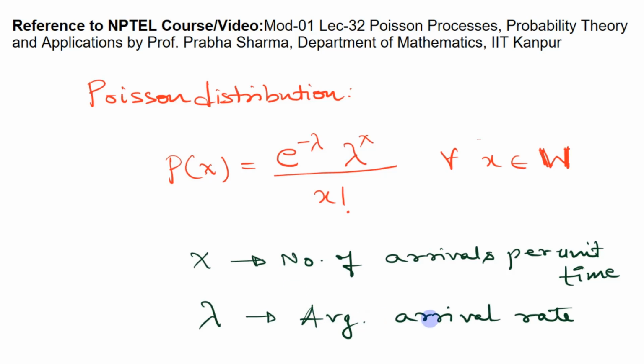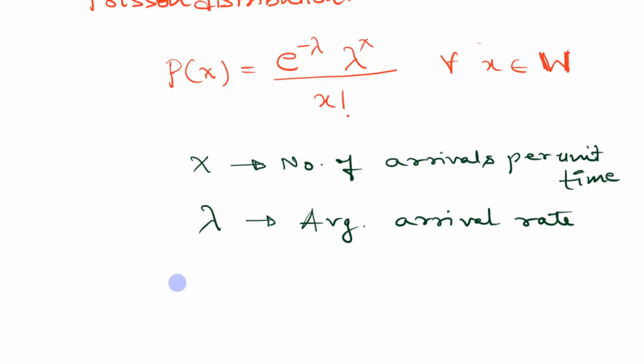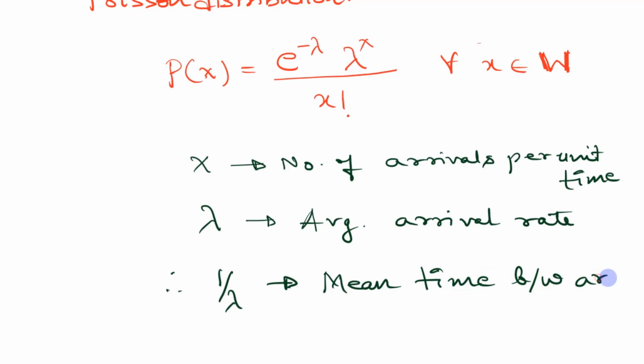See, if lambda is the average arrival rate, that means 1 upon lambda will be equal to what? This is the mean time between arrivals. So let's write mean time between arrivals.